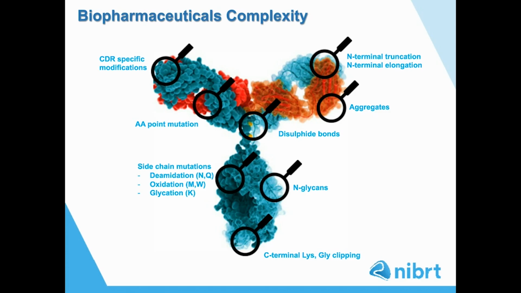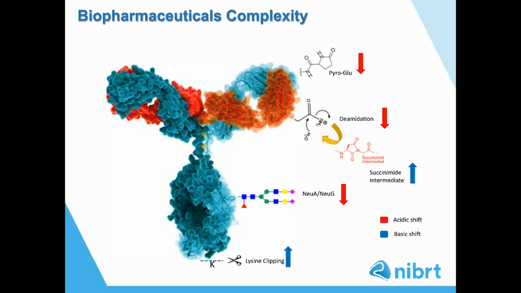Some of these features can really alter the superficial charge of the monoclonal antibody, causing a shift to more acidic or more basic pH of the protein pI. A few examples are presented in this slide.